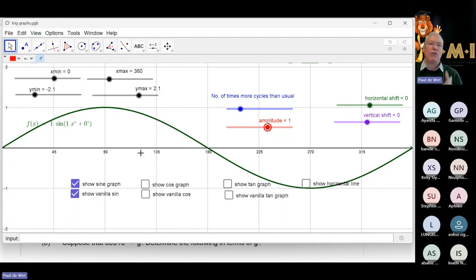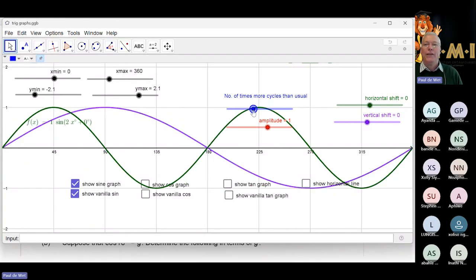What will be affected if I draw sine 2x, not sine x? Maybe you can show me with your hands. What's going to happen? Yeah, that's going to be affected. The period is going to be affected. If I draw sine 2x, I'm going to get 2 graphs, not 1 graph. The period is actually going to halve, guys.